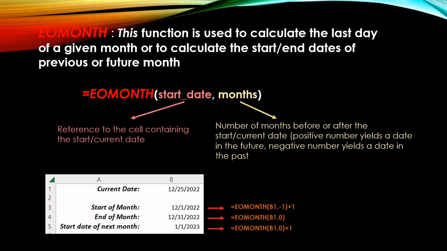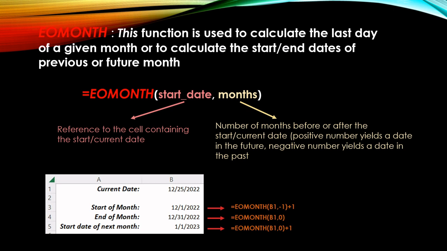So if I'm interested in the last day of the current month, I would put a zero for the month. If I'm interested in the last date of the next month, I would put a negative one, sorry, positive one. If I was looking for the last date of the previous month, I would rather put a negative one, and so on and so forth.